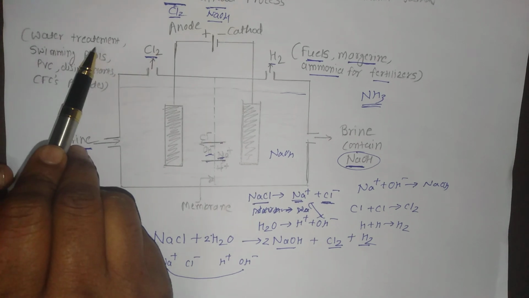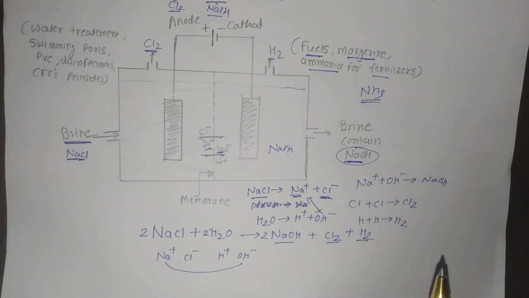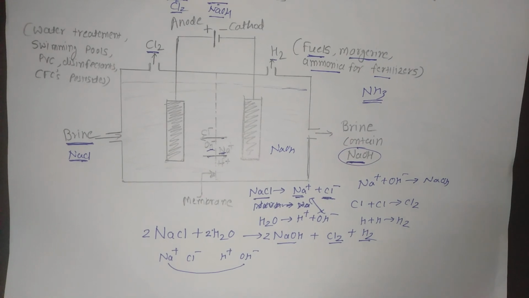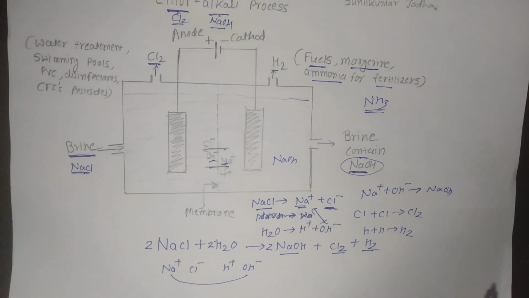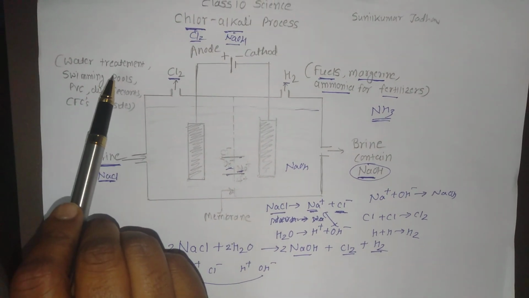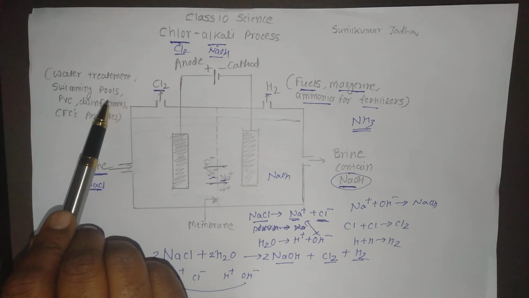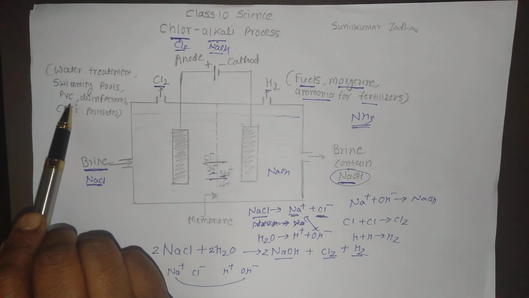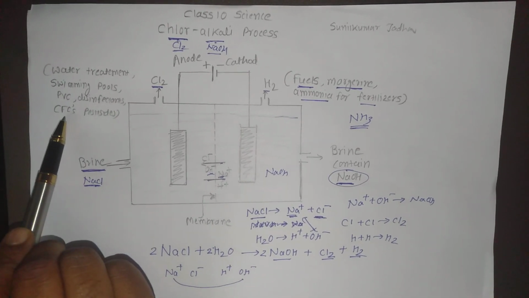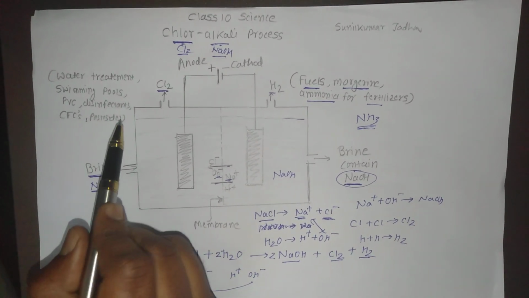What are the uses of chlorine gas? It is used for water treatment. We know that in dirty water, the germs can be removed by the addition of chlorine. So for water treatment, chlorine is added into swimming pools to disinfect them. It is used for PVC, disinfectants, CFCs, chlorofluorocarbons can be prepared, and pesticides are also prepared from chlorine.